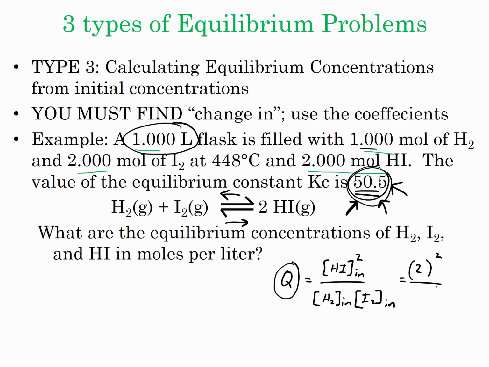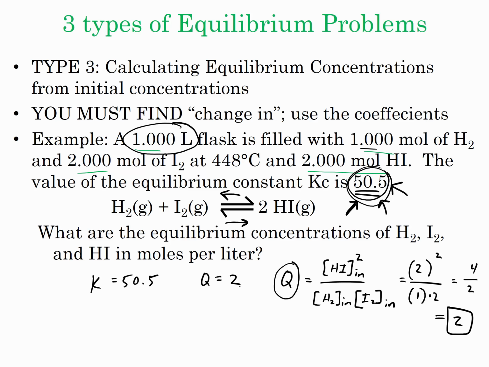So I get 2 squared over 1 divided by 1, 1 times 2. So I get 4 over 2. So my Q value is just 2. Okay, so what does that mean if I analyze Q? K is 50. I don't have K right now. What I have is 2.